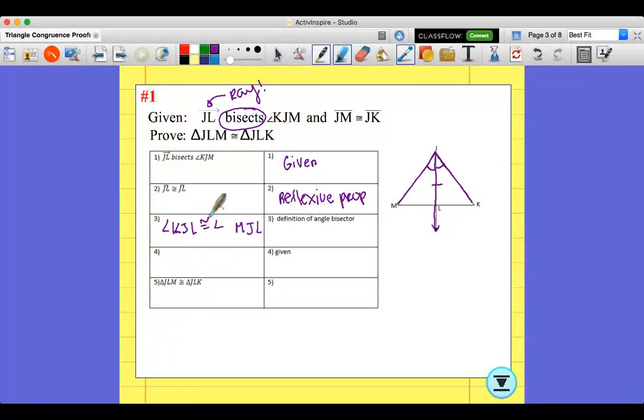Okay. So here, I'm gonna highlight the things again. So that's important. That's important. It's all important, but those are important. Okay, so number 4. Oh, it's another given. Have I not said about my givens? Oh my goodness, I haven't. JM is congruent to JK.